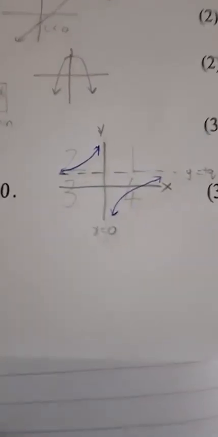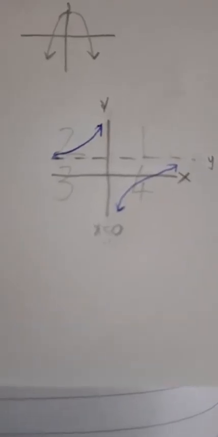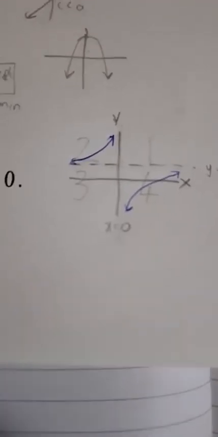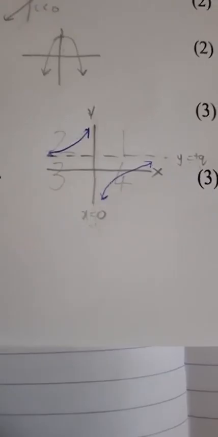And lastly, where q is greater than 0. It means the horizontal asymptote is positive, so the asymptote is situated above the x-axis, which means that is a positive horizontal asymptote. The function is found in the second and the fourth quadrant.